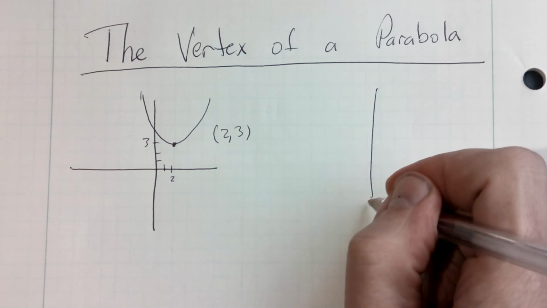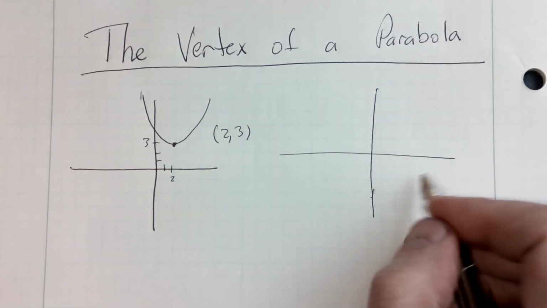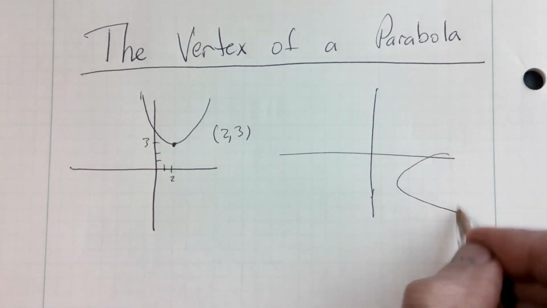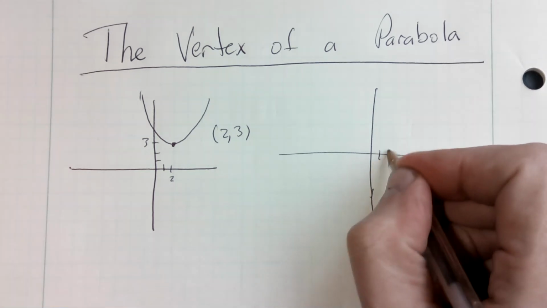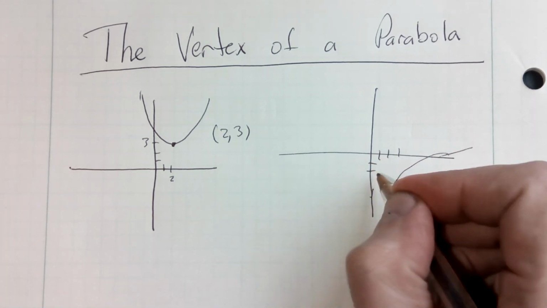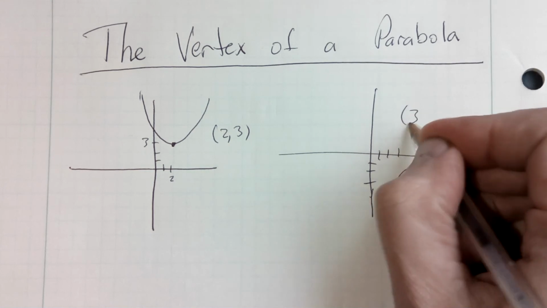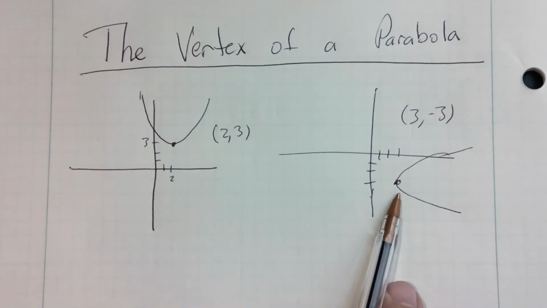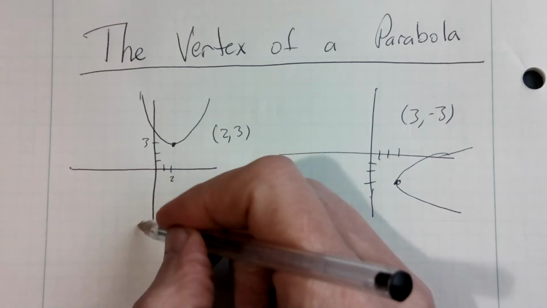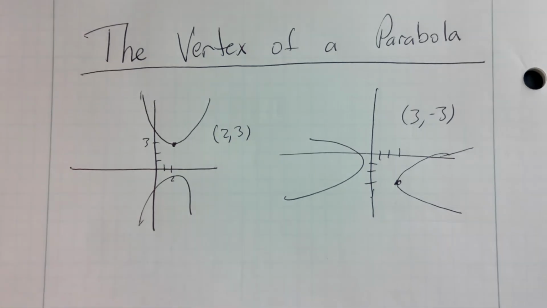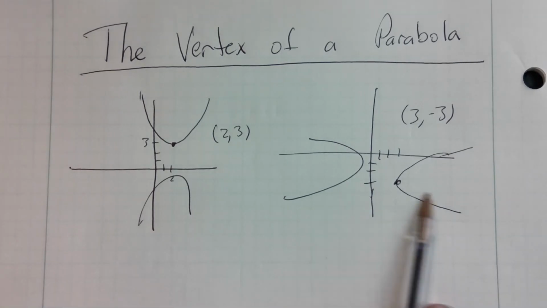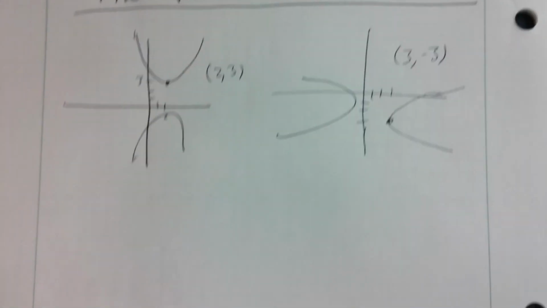But now what we're going to do is we're going to actually have parabolas that could be opened sideways like this. And so then the vertex could be out here 3 and down 1, 2, 3, and then the vertex would be (3, -3). So again, we're going to have parabolas open down, opened up, open right, open left. So we got to talk a little bit about how the equations are a little different.